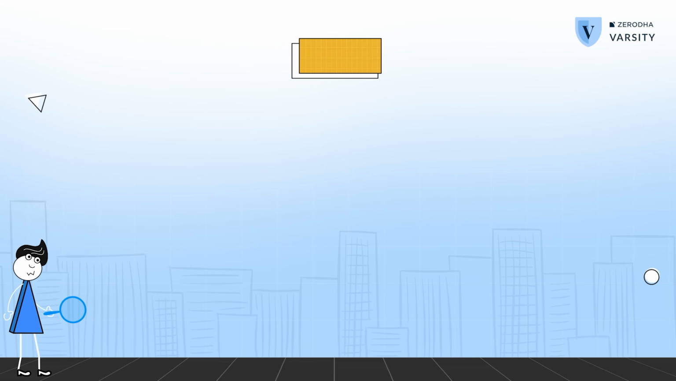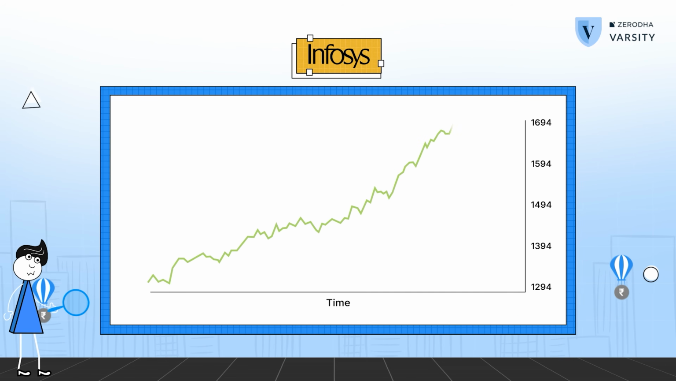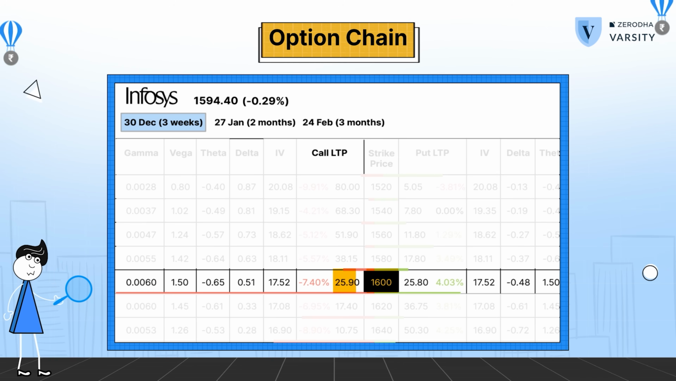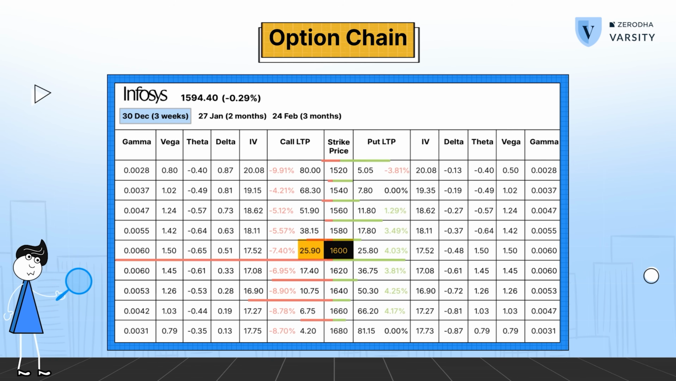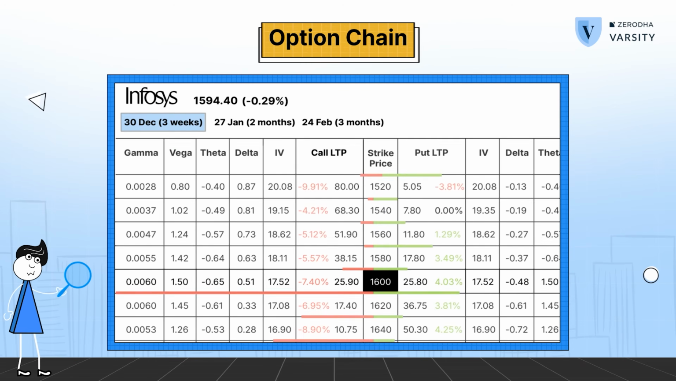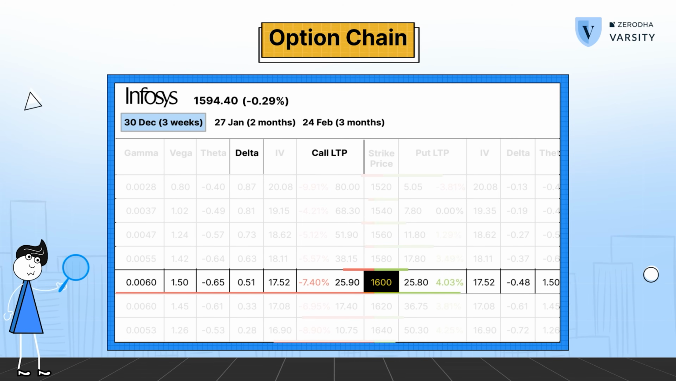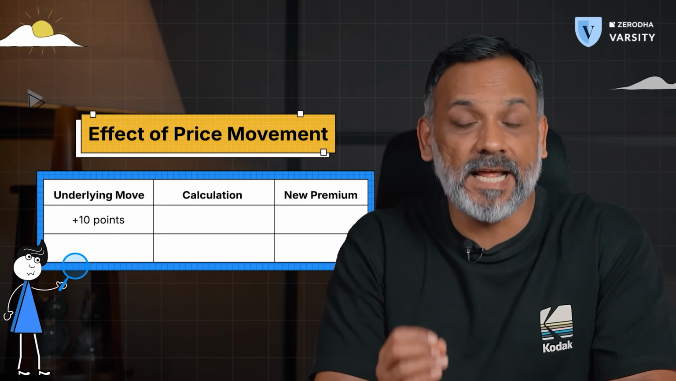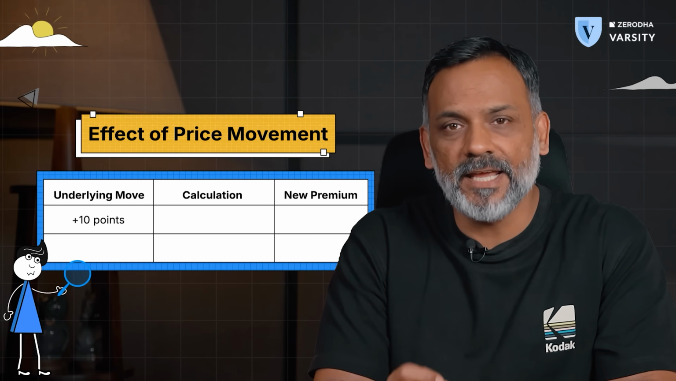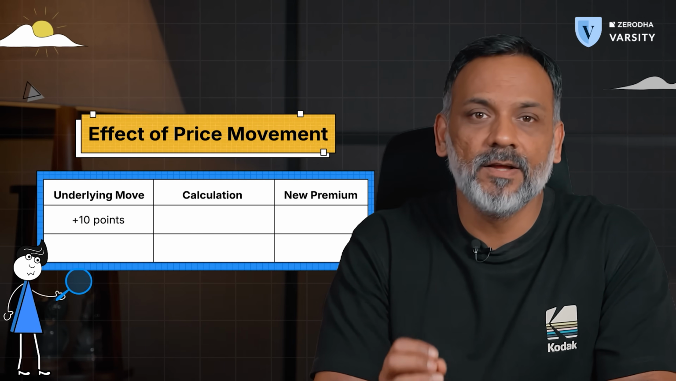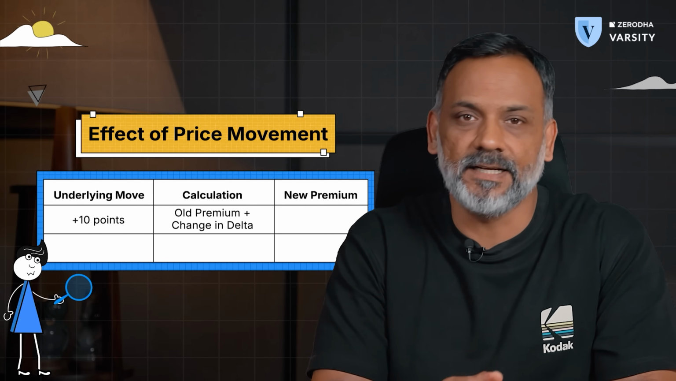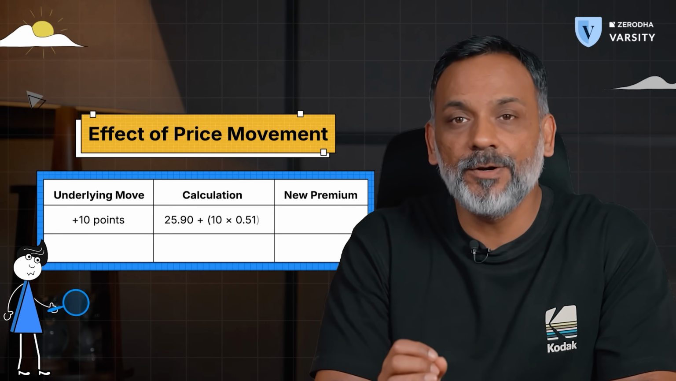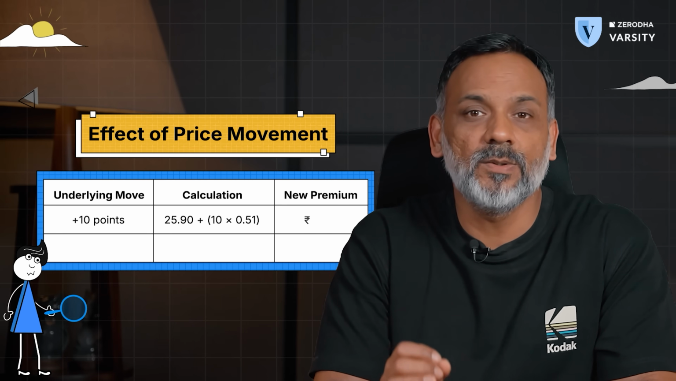Let's take this example to understand what delta means. The stock price of Infosys is 1,594 per share, and the 1600 call option is trading at Rs 25.9. A quick look at the option chain tells me that the delta of 1600 call option is 0.51. Assume Infosys moves up by 10 points. Then all else being equal, the new premium will be old premium plus the change in delta, which is 25.9 plus 10 into 0.51, which is equal to 31.